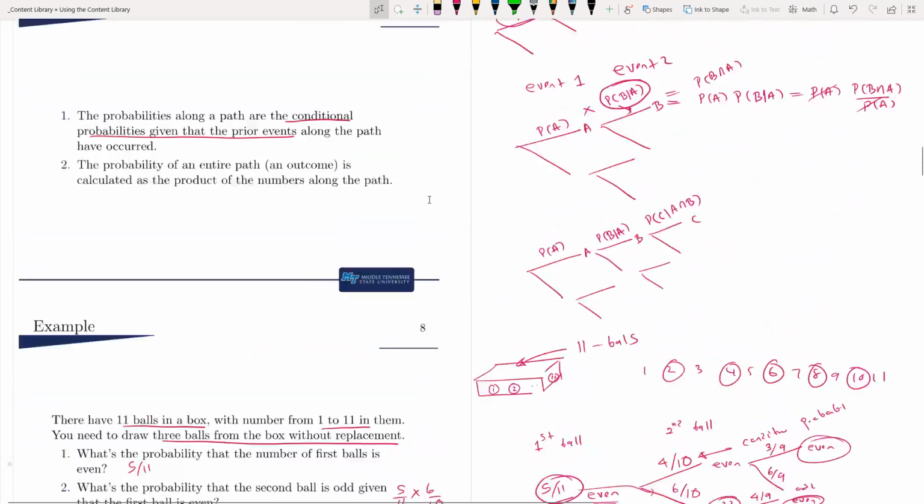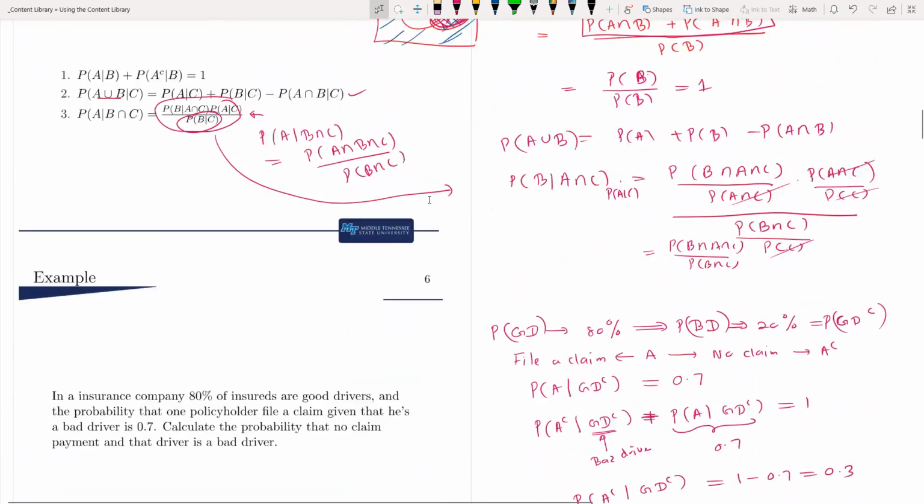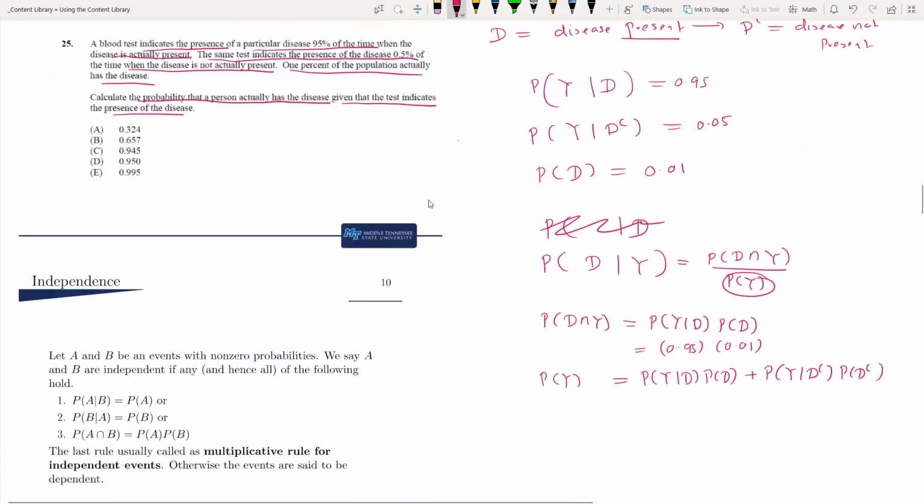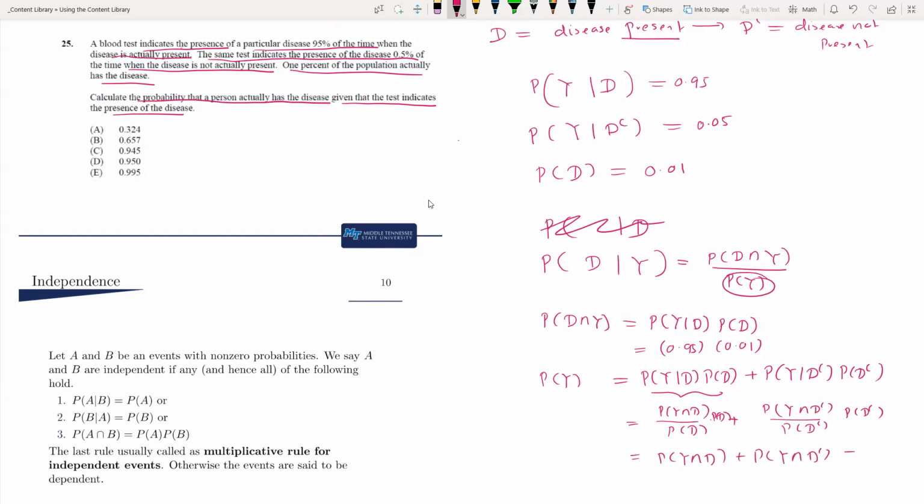That's coming from this second result. You can expand this. For example, if I expand this, what is this? Probability of y and d over probability of d. And what is this? Probability of y and d complement over probability of d complement. Times probability of d complement. And that would end up as probability of y and d plus probability of y and d complement, which is going to be probability of y.